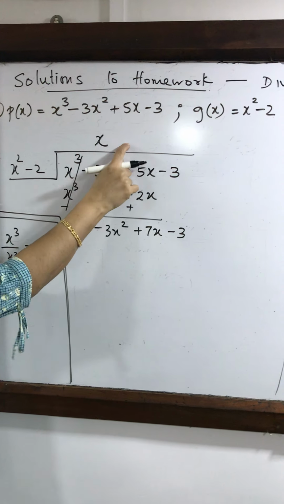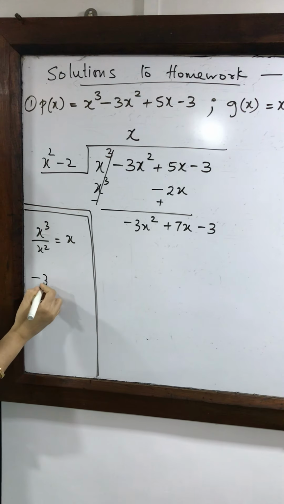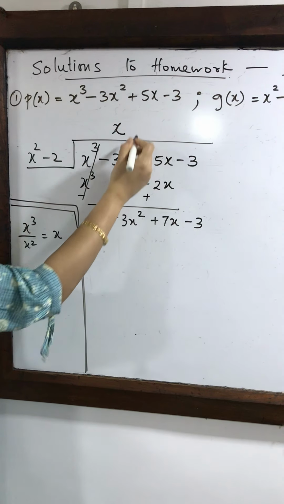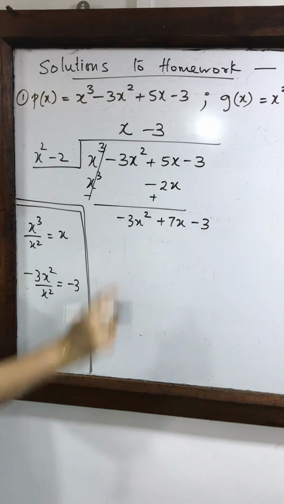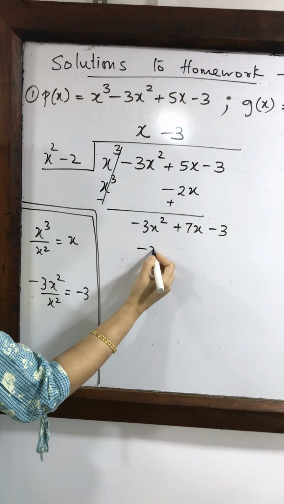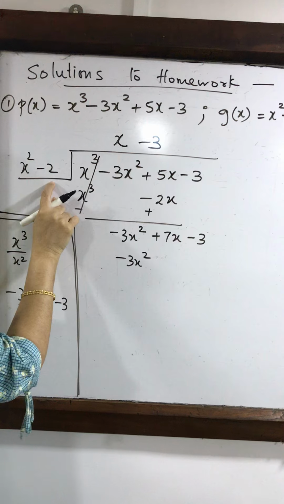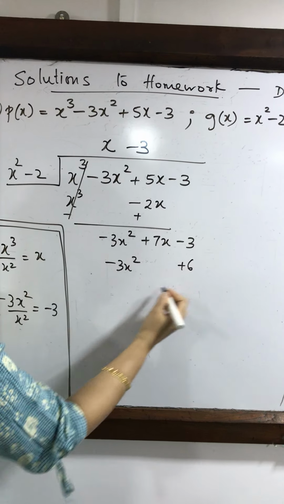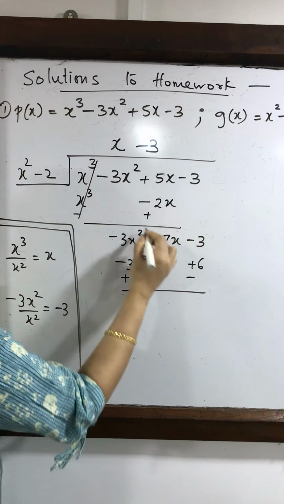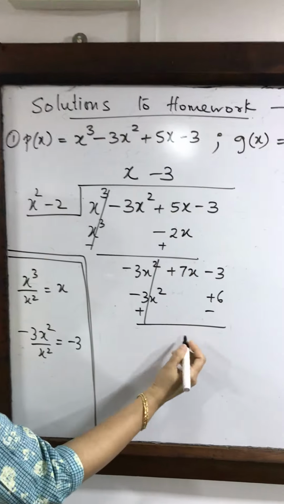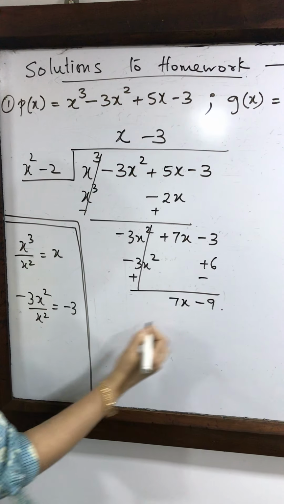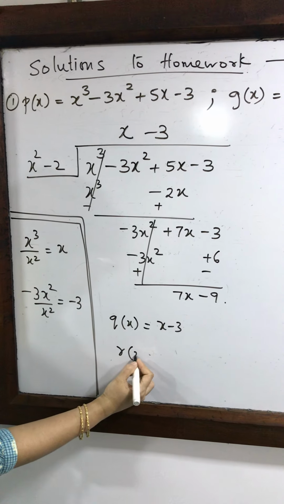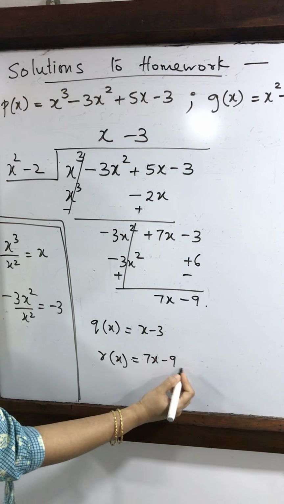To find the next term of the quotient, we divide minus 3x square by x square, and the value is minus 3, which becomes the next term of the quotient. Minus 3 is multiplied with x square and with minus 2. So negative 2 into minus 3 is positive 6, which we write here. We change signs to cancel the first. Therefore, the remainder is 7x minus 9. Final statement: quotient is x minus 3, remainder is 7x minus 9.